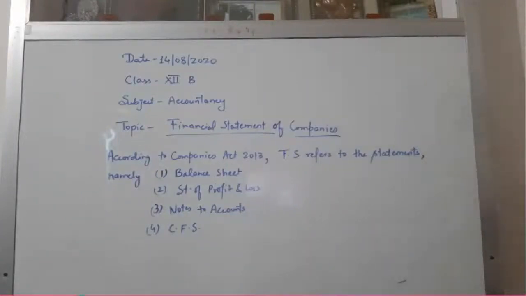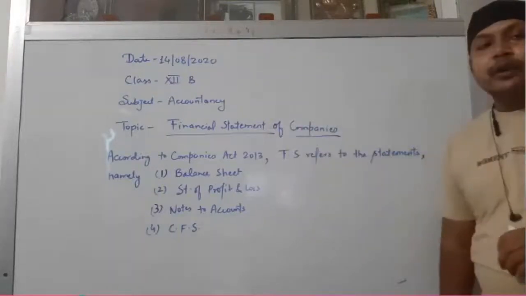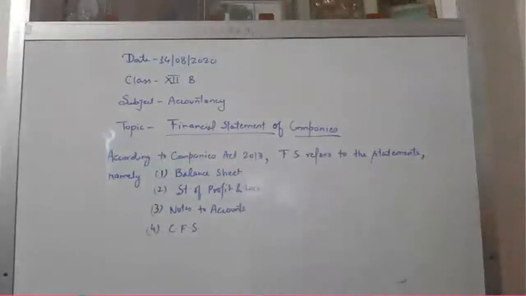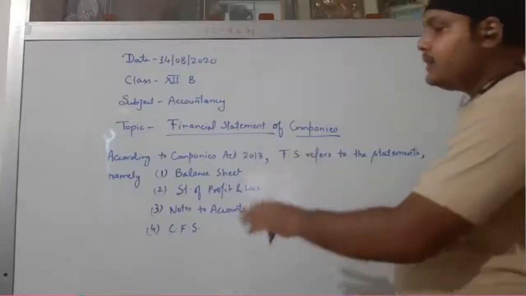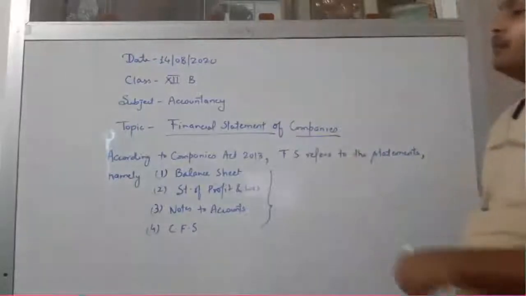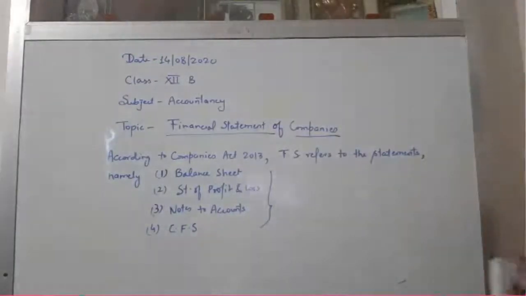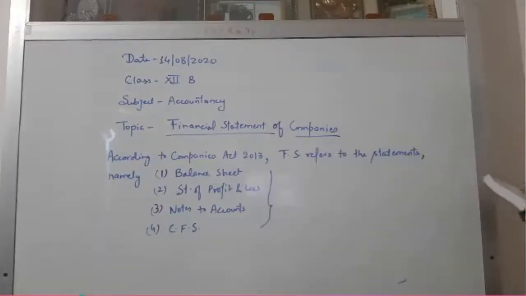So if we are talking about the definition of the financial statement according to Companies Act 2013, so you can see that according to the Companies Act 2013, financial statement refers to the statements, namely मतलब वो सारे statement जिनके नाम ये हैं होते हैं उनको हम लोग क्या बोलते हैं, कंपनी के फाइनेंशियल स्टेटमेंट की कैटेगरी में रखते हैं। सो दे आर बेसिकली फोर टाइप्स ऑफ द फाइनेंशियल स्टेटमेंट ऑफ द कंपनी, दैट इज बैलेंस शीट, स्टेटमेंट ऑफ प्रॉफिट एंड लॉस, and number third, notes to accounts, and number four is cash flow statement. So this is the first relevant theory related to this topic.